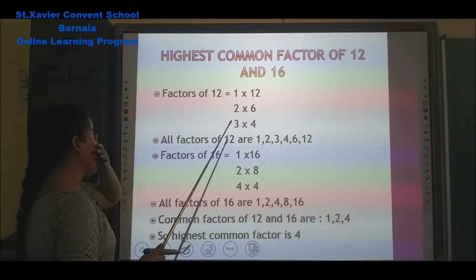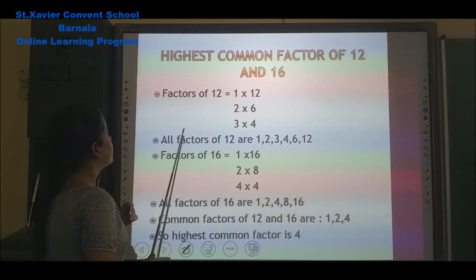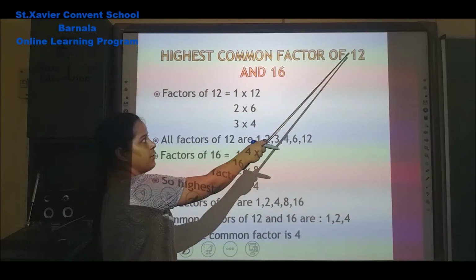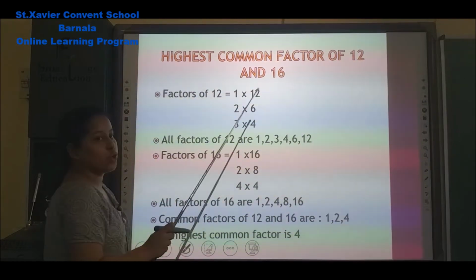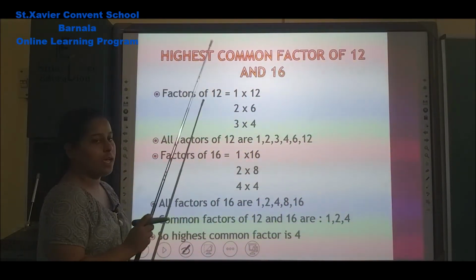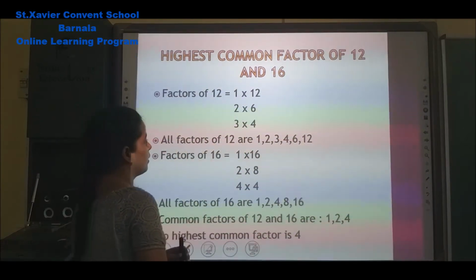What is the HCF of 12 and 16? First we find the factors of 12 and next we find the factors of 16. Then we find the common factor which is highest. So, the factors of 12.